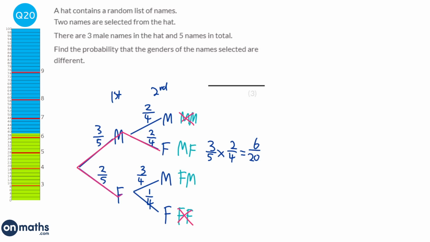So 2 over 5 times 3 over 4. That would be 6 over 20.